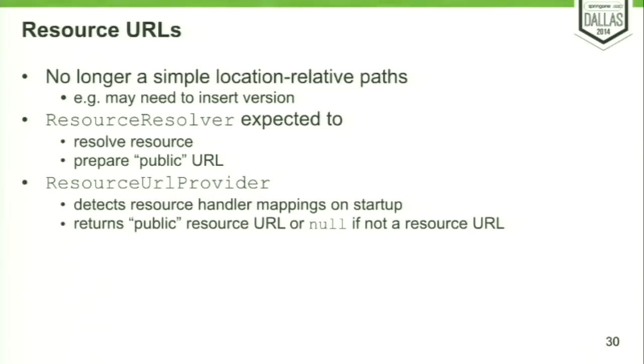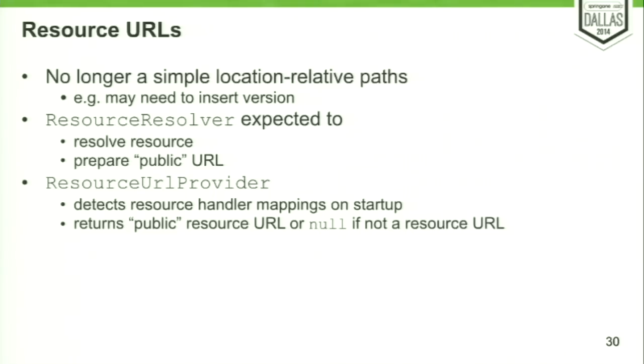And then the other side of that equation is, I want to prepare a link. I want to render a link to this resource. What's the public URL? So, for example, I may choose to insert a version in the URL. And then we have a resource URL provider. Typically, you wouldn't go to the resolver directly. There's a resource URL provider, which is a central component which on startup detects all the resource handler mappings and is kind of aware of them.